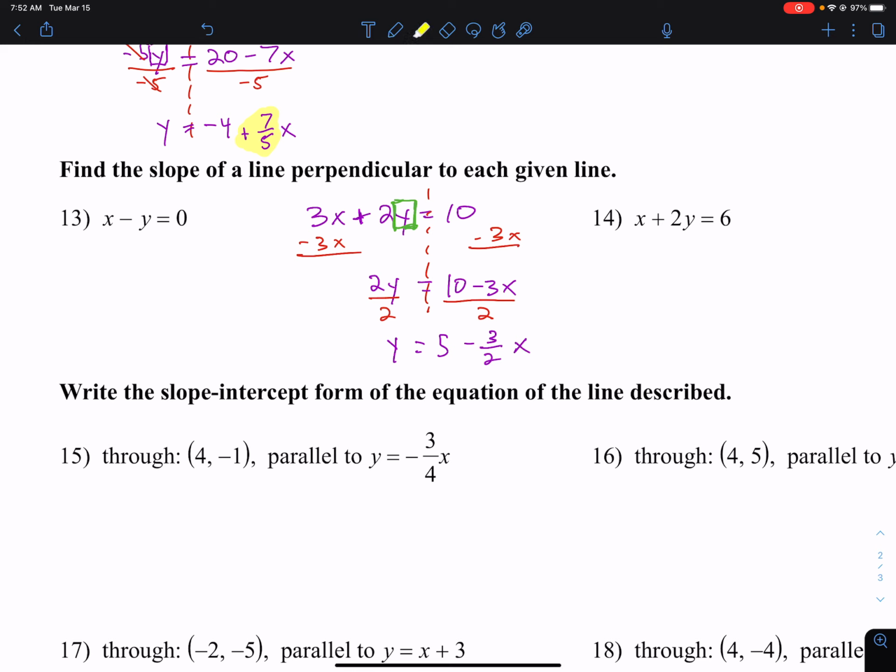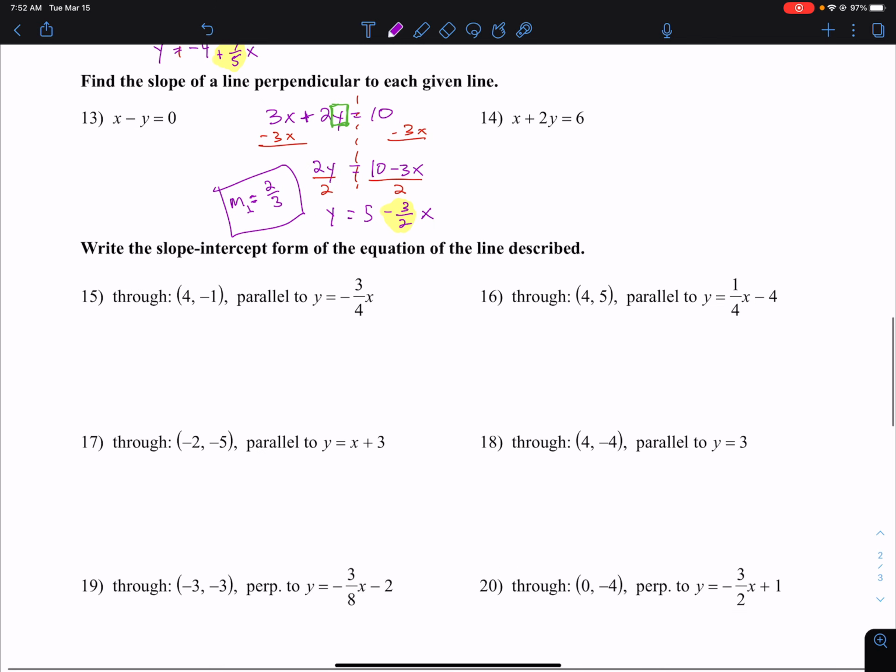Remember, a negative divided by a positive is a negative, so there's the slope of my line. That is the slope of this given line, and then they want the slope of the perpendicular line. That's the question. So I'd say the slope, m means slope, and this is a little perpendicular symbol. The slope of the perpendicular line would be the opposite reciprocal of negative 3/2.